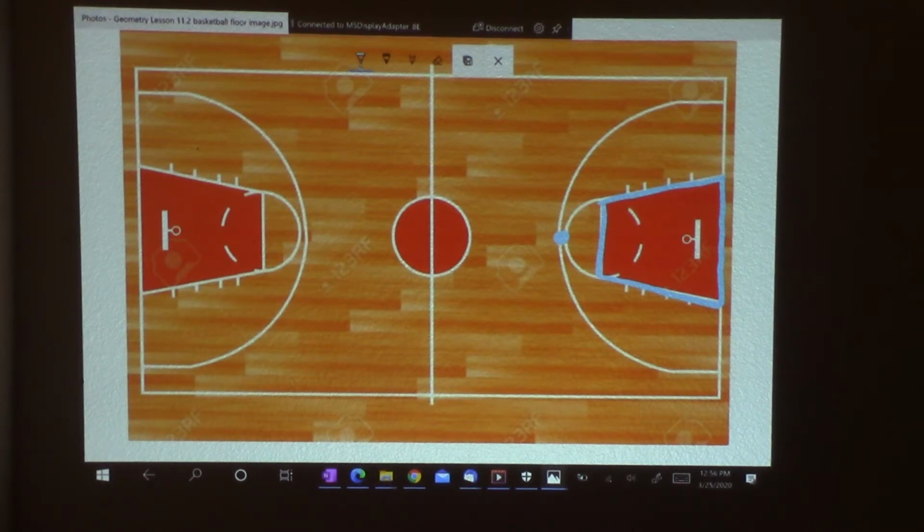Why would we want to know that? Well, look at this. This is a beautiful basketball court. They wanted to have the red outlined. How would you know how much paint to buy if you wanted to just paint these two trapezoids and the middle? Don't want to buy too much, don't want to buy not enough. So we can use math to figure it out.